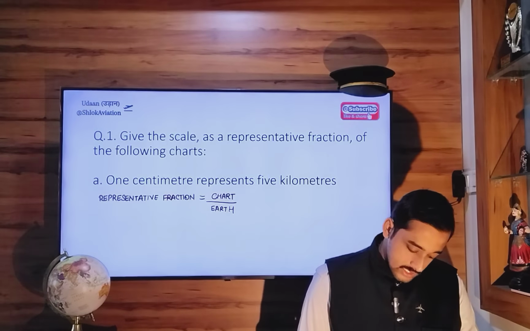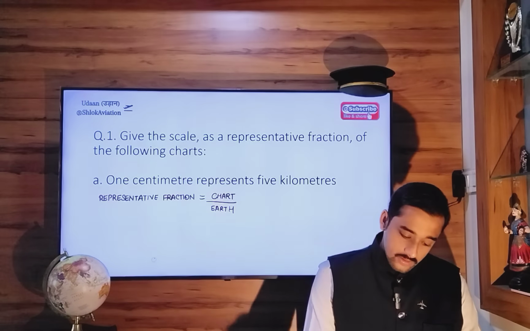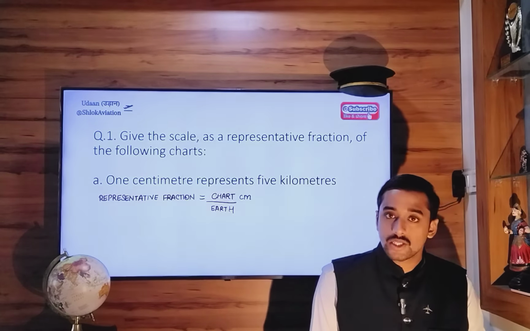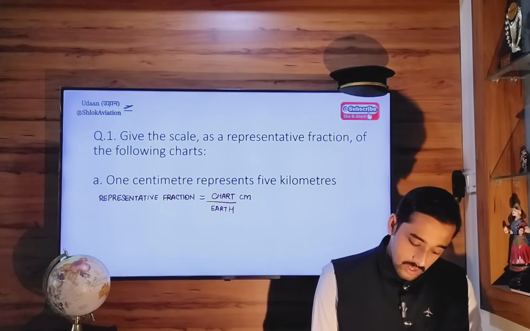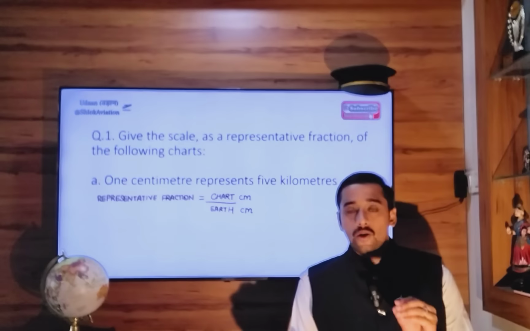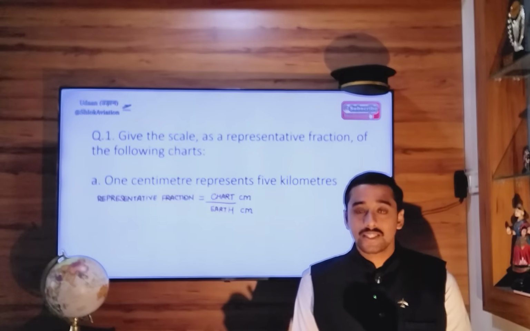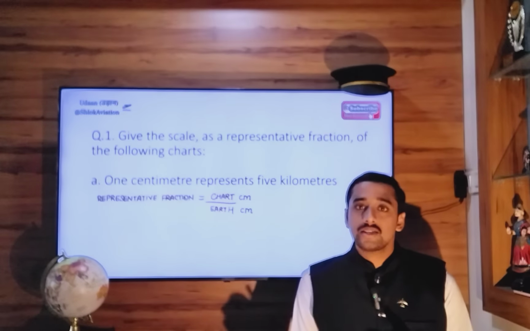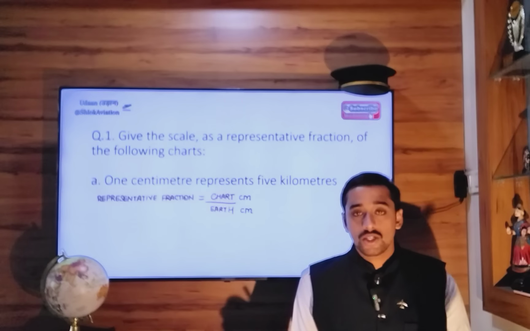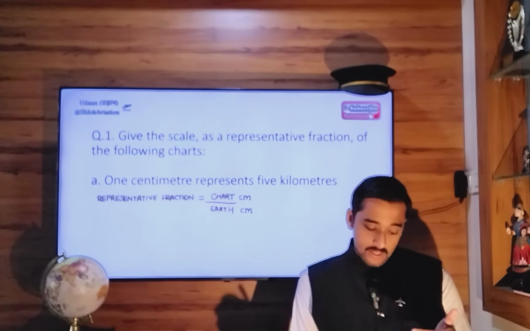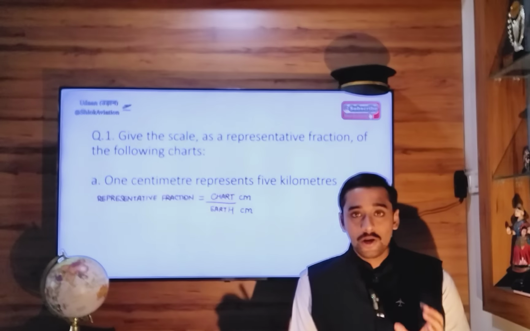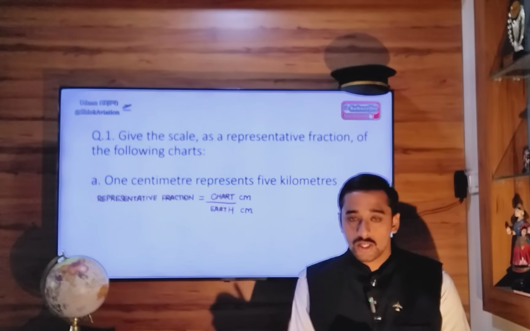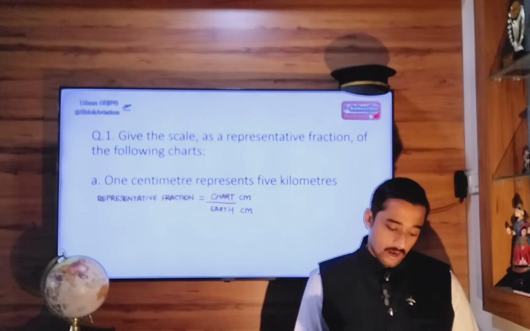Remember, the units of chart distance and earth distance must match. If chart distance is in centimeter, earth distance should also be in the same unit, centimeter. You will find that in all questions, earth distance will be expressed in either kilometer or nautical mile, and chart distance will be expressed in either inches or centimeter. So make sure that you bring the unit of earth distance in conjunction with the chart distance unit. Both the units must match.